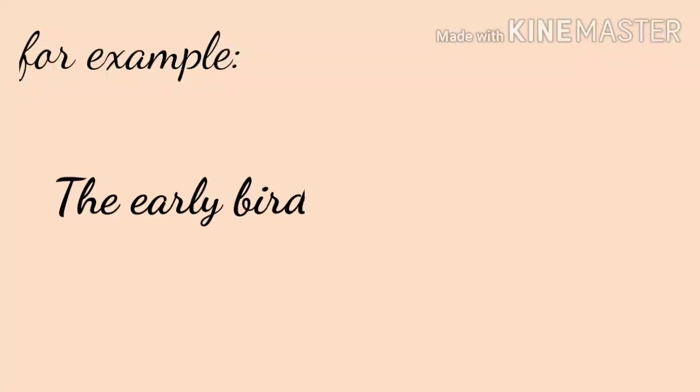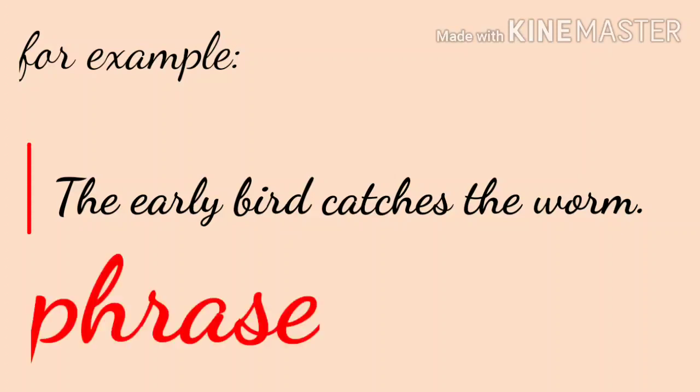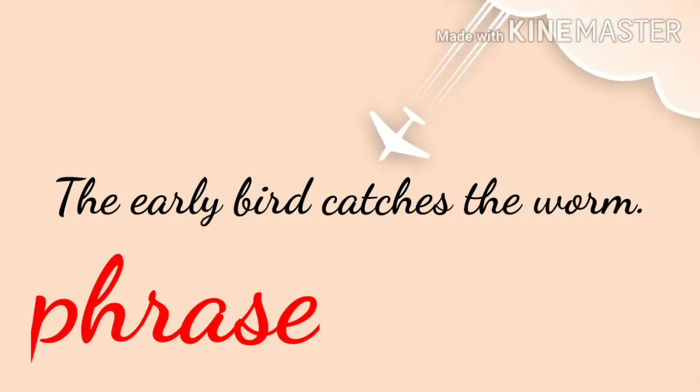Now let me give you one example of a phrase. Let's take the sentence, the early bird catches the worm. The early bird catches the worm. So in this sentence, we have the phrase, the early bird. All right, that is a phrase. So the phrase, the early bird, does not make complete sense. It does not give us any sense of what the sentence is about. It is just a group of words and we just get a vague idea that the early bird does something. So that is a phrase.